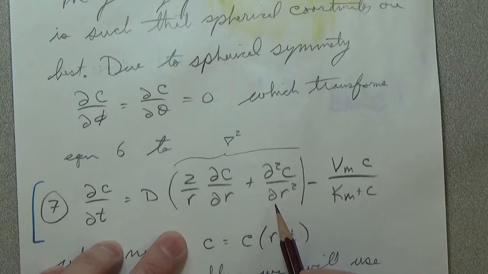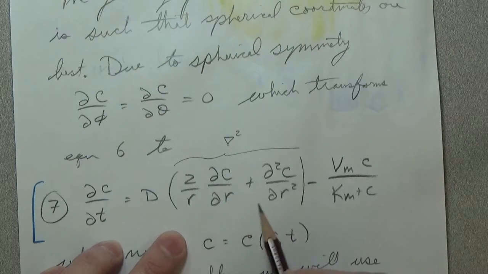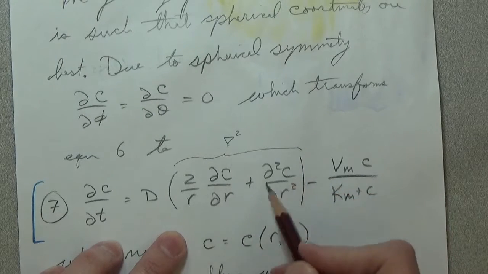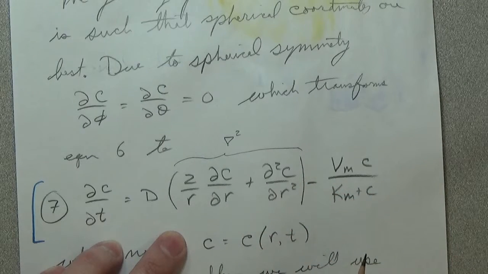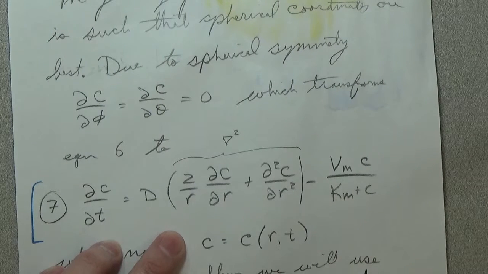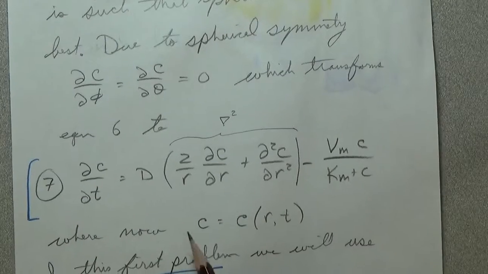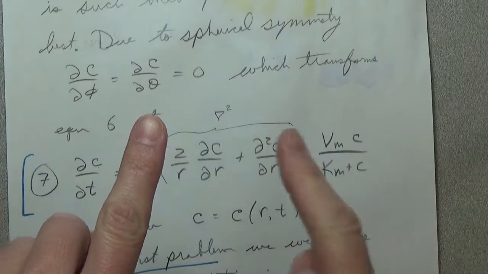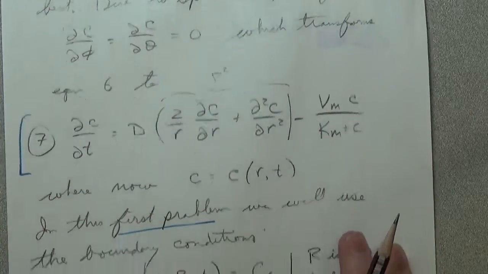And this is the Laplacian for spherical coordinates, and I think Wikipedia's got a site on this, so does MATLAB and Wolfram. So you can look for the derivation of that. It's a pretty long thing. It's worth going through at least once in your life, but we're not going to write it out here. And that now means that our concentration is a function of r, the distance from the radial center of the sphere, and time.